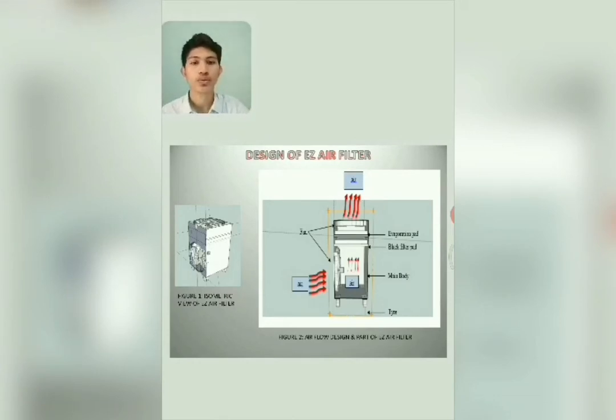And refer to figure 2, which shows the airflow of our air filter. The air flows from the fan at the bottom of the air filter and moves through the evaporation pad and black filter pad to produce clean air for our daily use.